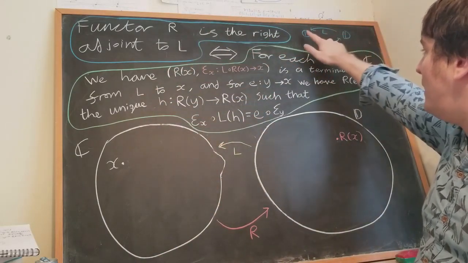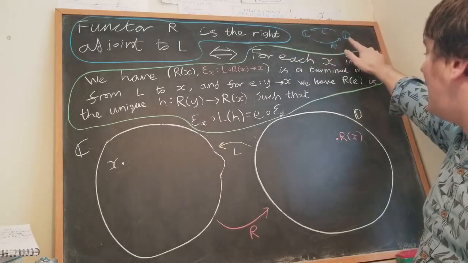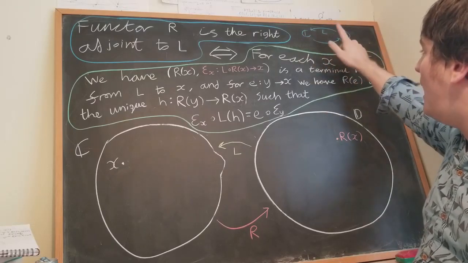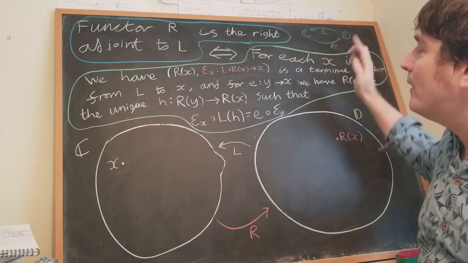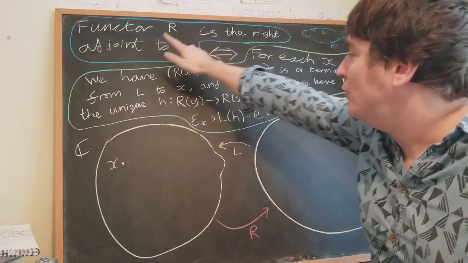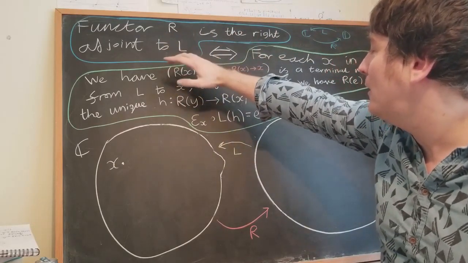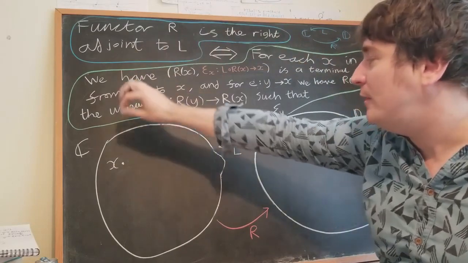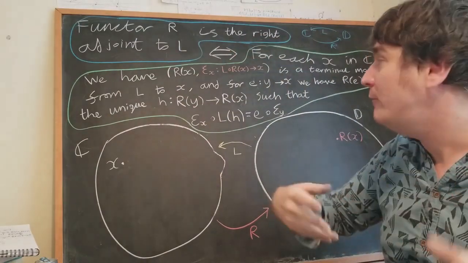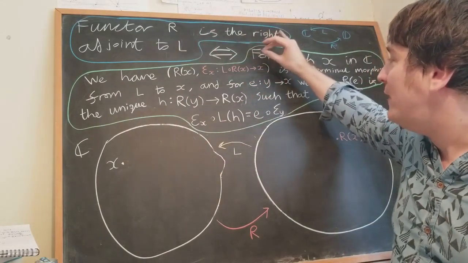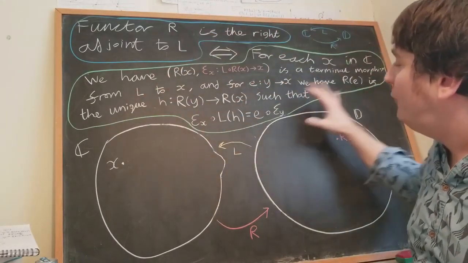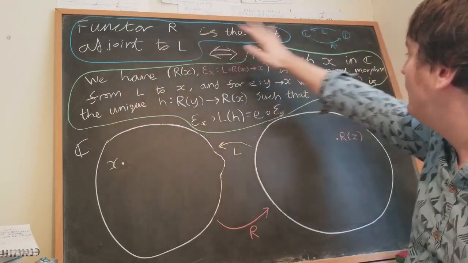Well, I'm saying that we have an arbitrary category C and an arbitrary category D, and we have a functor L going from D to C, and a functor R going from C to D. Now, I'm saying that the functor R is going to be the right adjoint to this functor L if and only if this statement in the green bubble holds true. So this symbol here means if and only if. It means the blue statement implies the green statement, and the green statement implies the blue statement. So it's all about what this statement in this green bubble says.